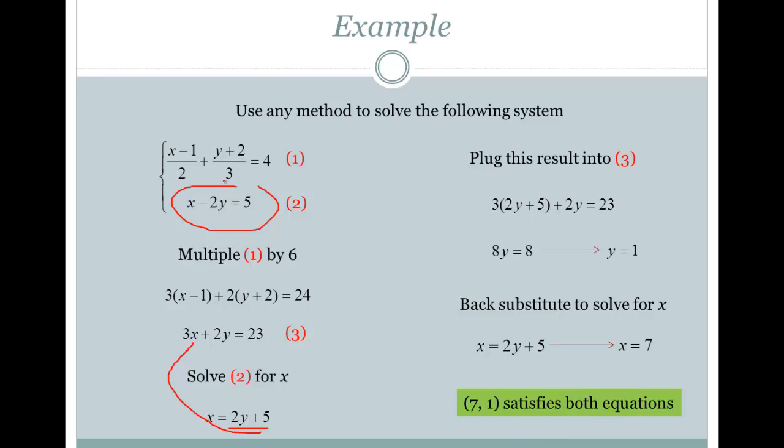And again, going back to what we learned in the last video, I would say that this is an independent, consistent system. It's independent because it has one solution. It's consistent because it has at least one solution.